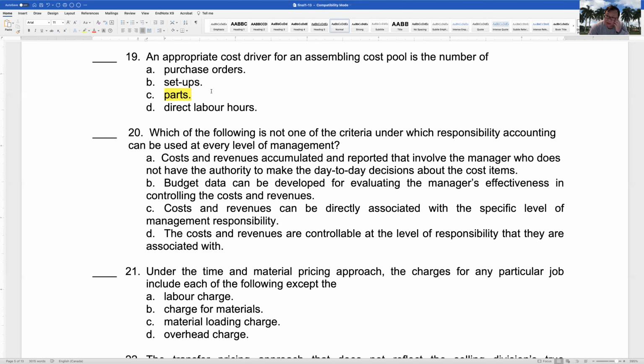because this assembly is not necessarily done by human beings. It could be done by machines, right? So for the assembly line, the parts would be the driver. The more parts you use, the higher the assembly cost. But if you say direct labor hours, what if this assembly line is operated by robots, by machines? So if there's no answer C, I would pick answer D, but if you have C and D, C is the most appropriate one.